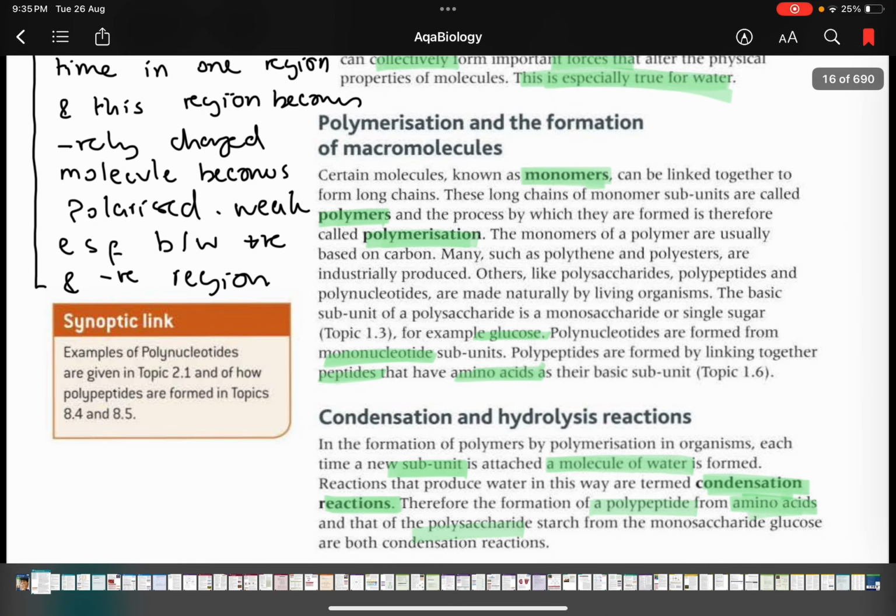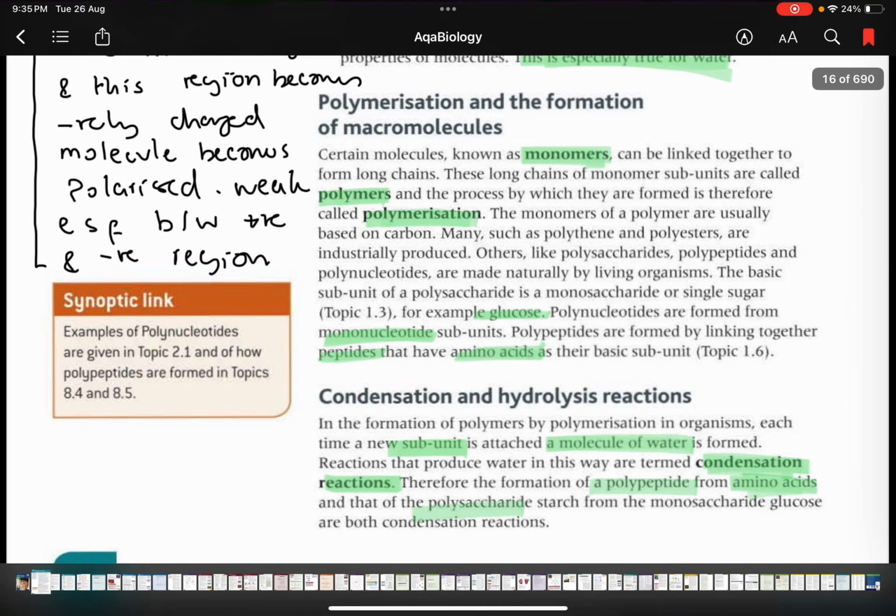Next, we're going to be learning about polymerization and the formation of macromolecules. Don't be thrown off by any of the complicated names. We'll come across a lot of complicated names in the time that we're doing AS and A2 biology, but I think it's all about just trusting the process and breaking everything down. Certain molecules known as monomers can be linked together to form long chains, and these long chains of monomer subunits are called polymers. Essentially, a monomer is a very simple, basic unit, and we have all of our monomers joining together with other monomers, forming a chain, which is known as a polymer.